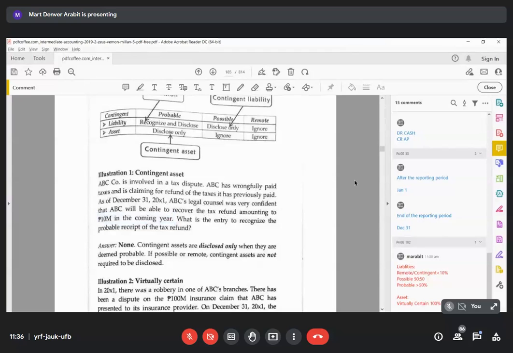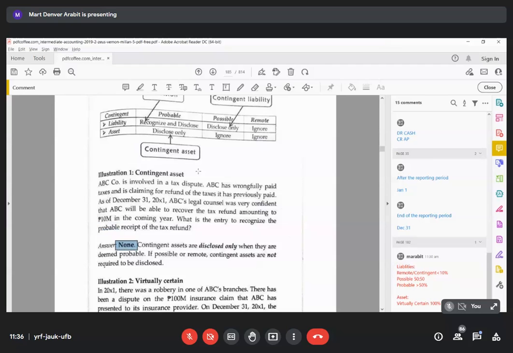So again, since it is a contingent asset, we need to look for signs that it is virtually certain na matatanggap na natin. But unfortunately, wala namang binanggit dito. And to make it worse, they state that it is a probable receipt of tax refund. So the answer is none. So wala kang i-recognize dito na contingent asset.